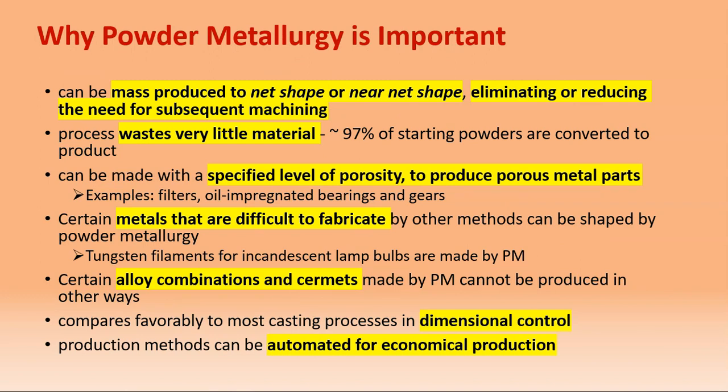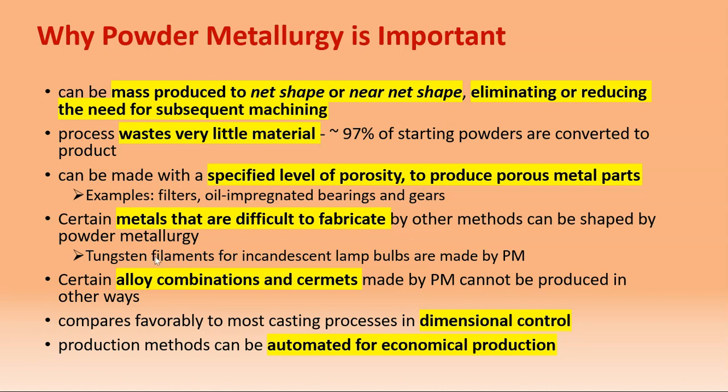Okay, why is powder metallurgy important? It can produce in mass, to a near shape or near net shape, in which they don't have to do the machining or other process. And the waste is very little because the powder can be reused, and also it can be made into a specified level of porosity, especially to produce porous metal parts, for example, filter, oil impregnated bearings, gear. And sometimes for metals that are difficult to fabricate, they can opt for powder metallurgy.